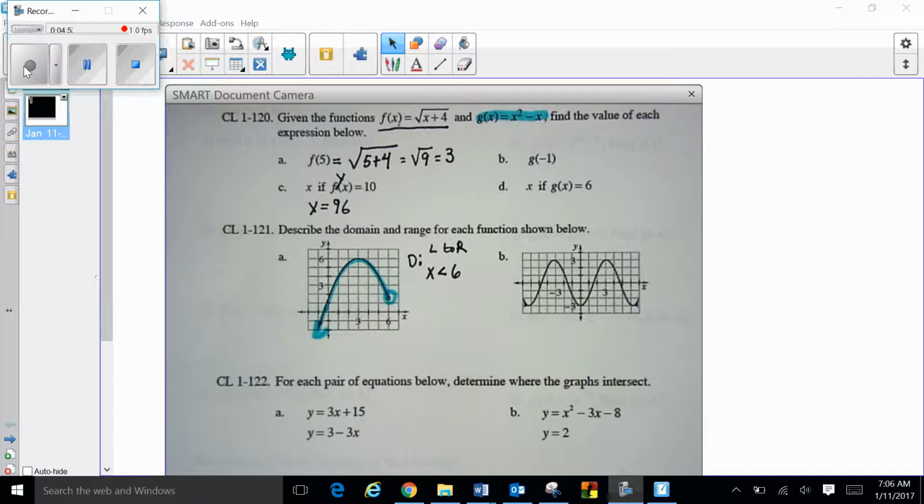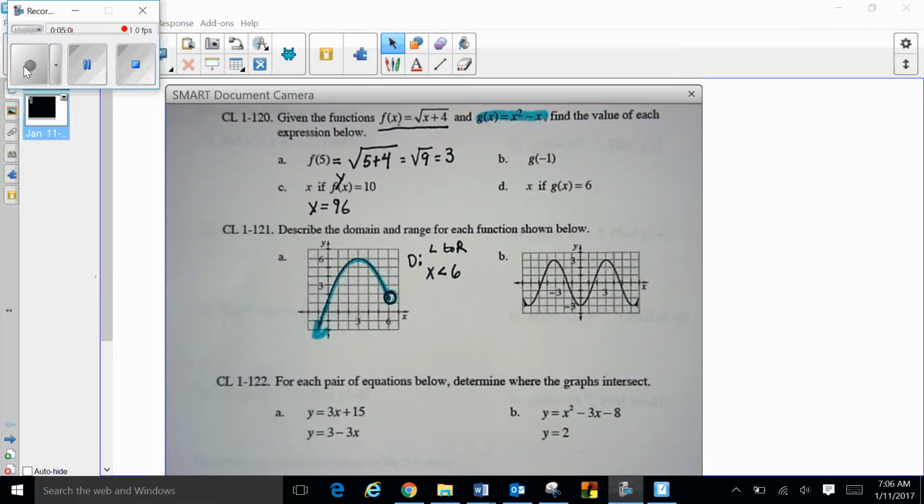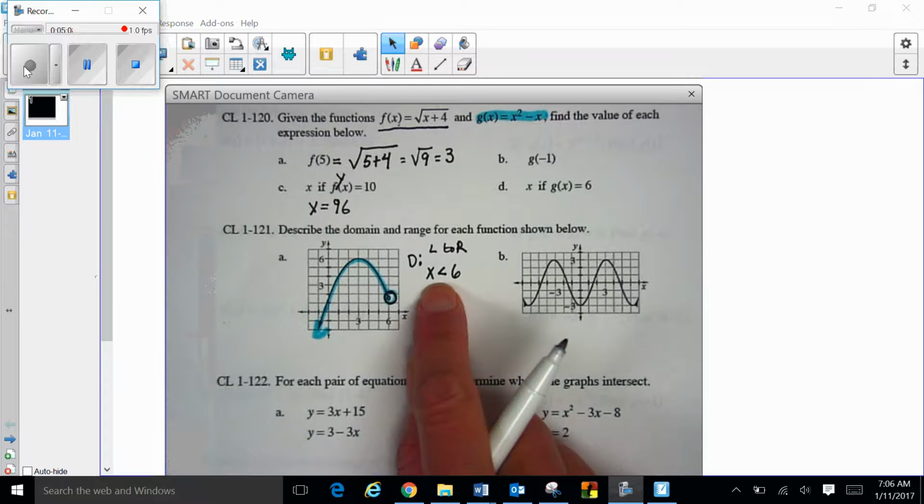How come I didn't put the or equal to sign under there? Well, notice that this dot here is a circle. It is not filled in. If you don't fill in the circle, that is an indication to say it's not equal to. So we do not put the equal to line here.